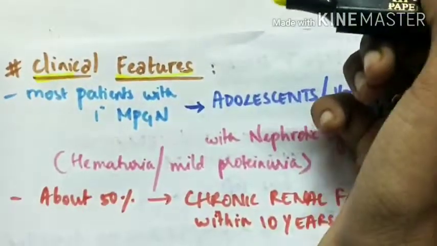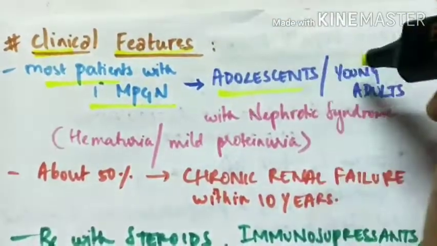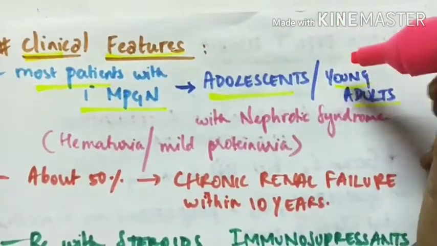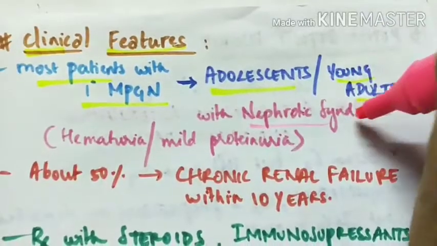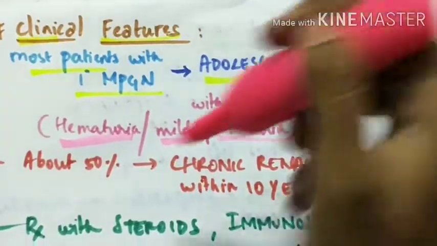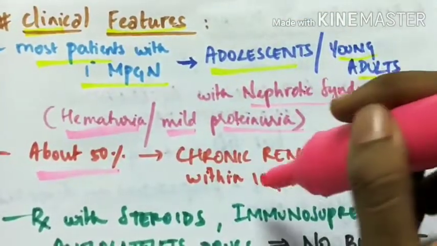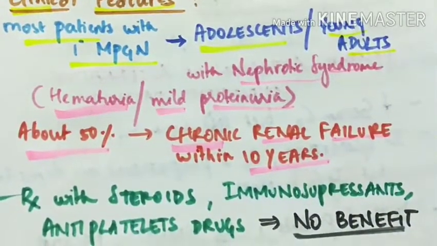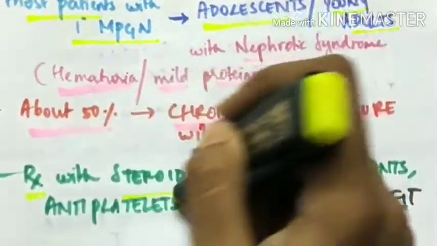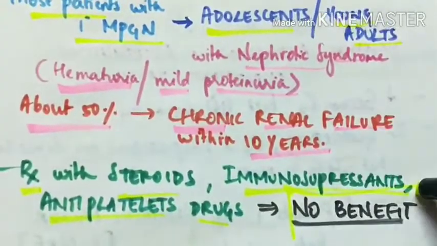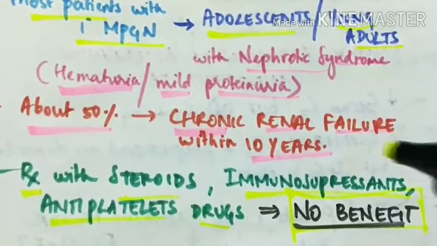Clinical features of MPGN. Most of the patients with primary MPGN are adolescents or young adults. So the adolescents or young adults present with nephrotic syndrome with hematuria or mild proteinuria. About 50% of the patients progress to chronic renal failure within 10 years. The treatment with steroids, immunosuppressants and antiplatelet drugs has no benefit. So they are of no use in type 1 MPGN.